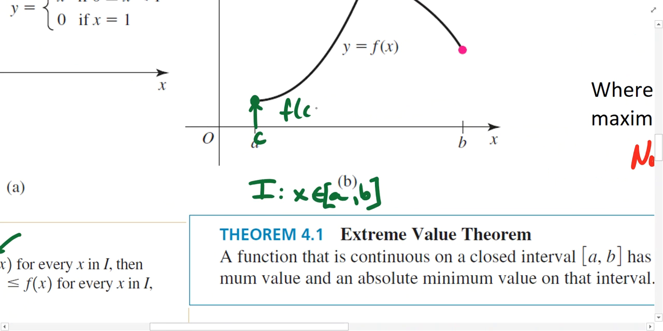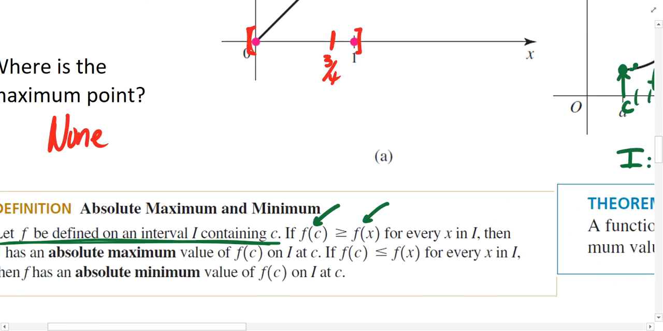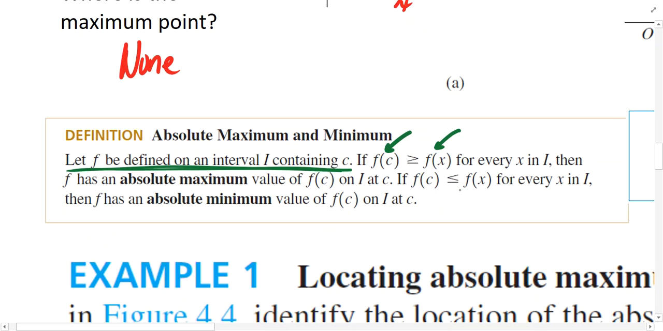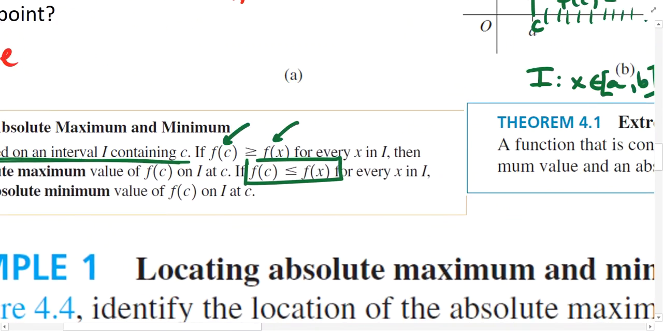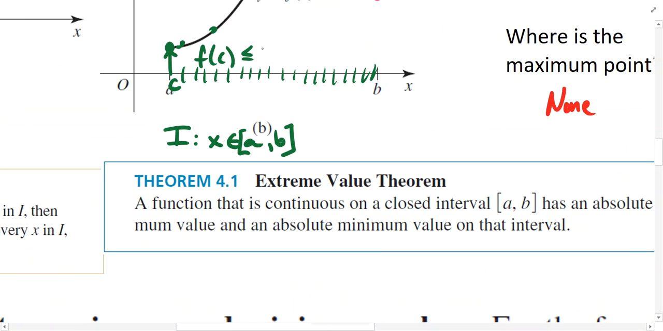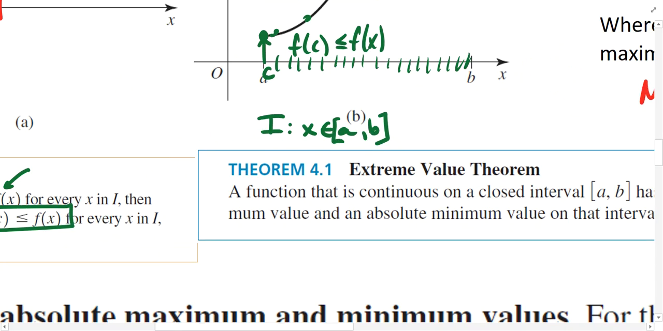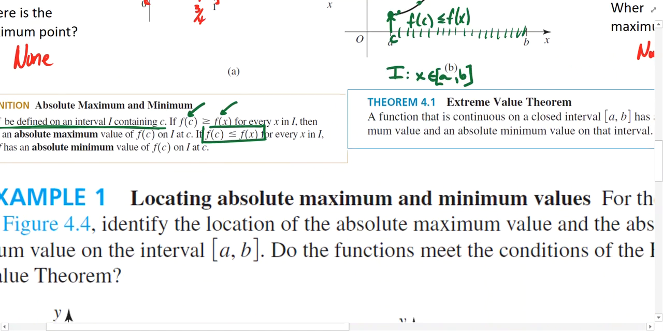The function evaluated at c is some number, and if I pick any other x value within this interval, any other position within this interval, and calculate the function value associated with any of those other positions, no matter how close I get, f of c will be less than or equal to every other f of x value in that domain. So therefore, c would be identified as an absolute minimum.